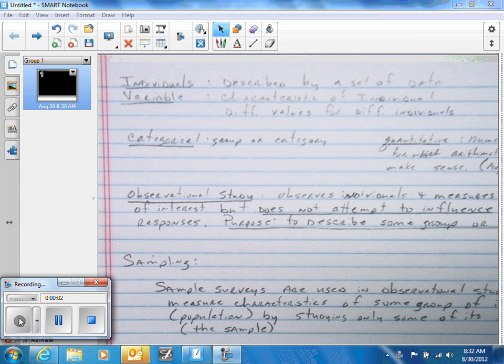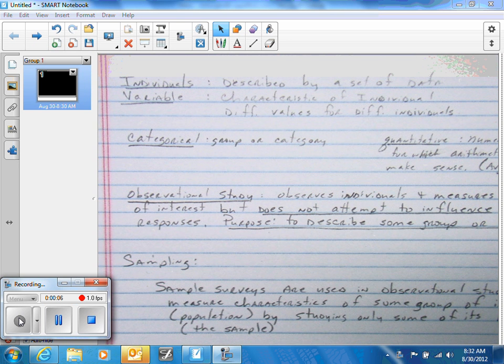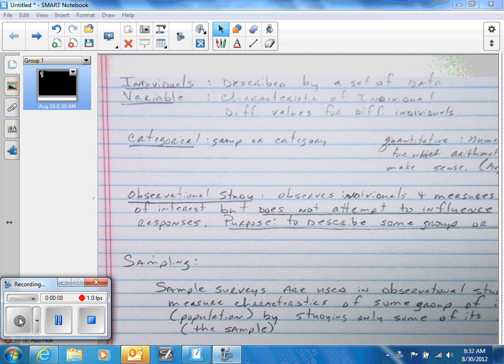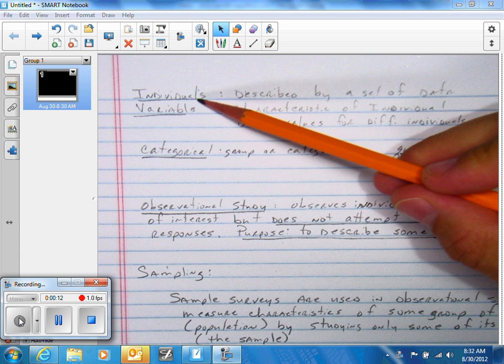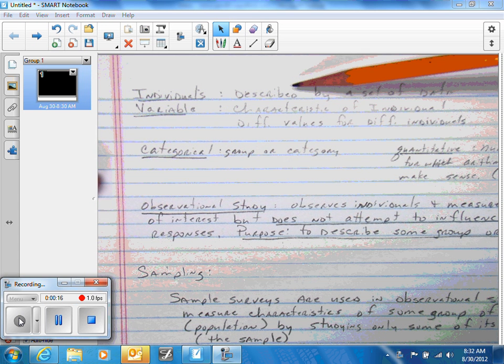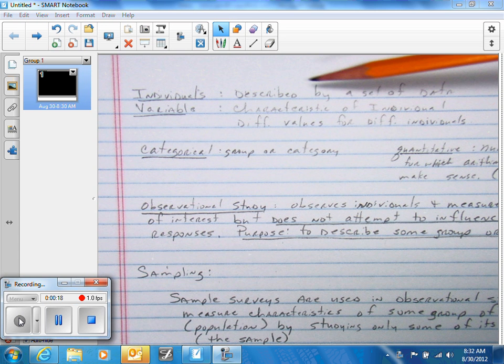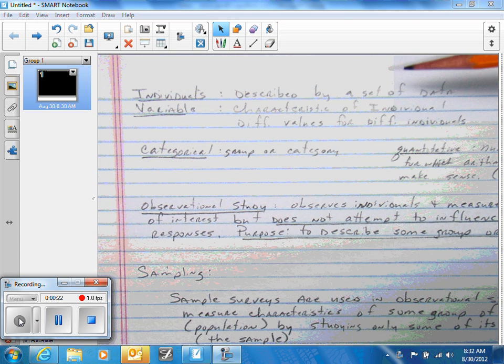All right, this is chapter 1.1, Where Do Data Come From? A couple things we're going to discuss today are individuals and variables. These are the first two vocabulary words you need to know. An individual is described by a set of data. It could be a person, a thing, a place.